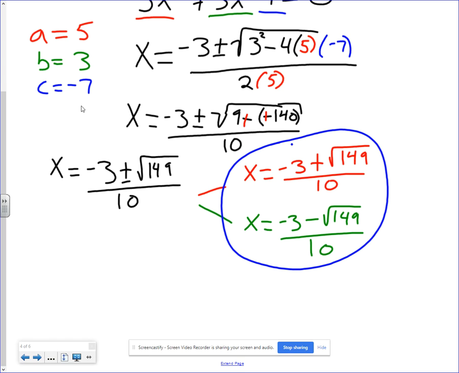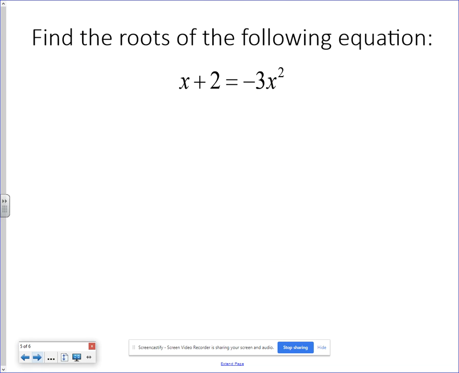This would have been a lot harder to get by factoring, so the quadratic formula definitely helped us get this one here. You could have got it by graphing, but it would have given you a decimal number as well, and you more than likely wouldn't be able to come up with that one on your own. So let's look real quick at one more example here.